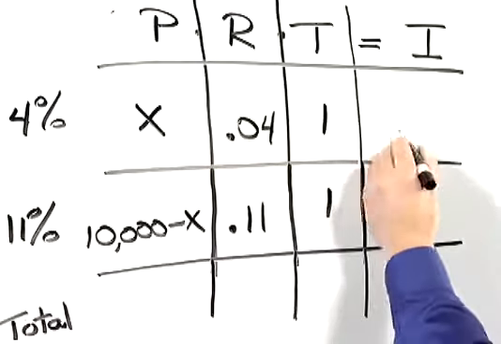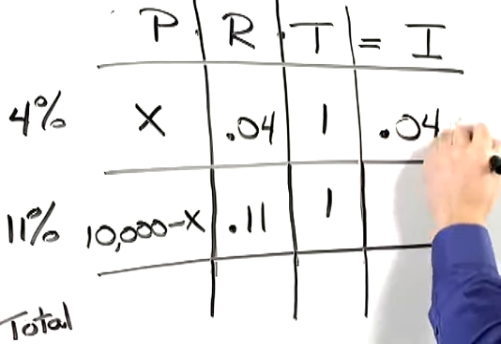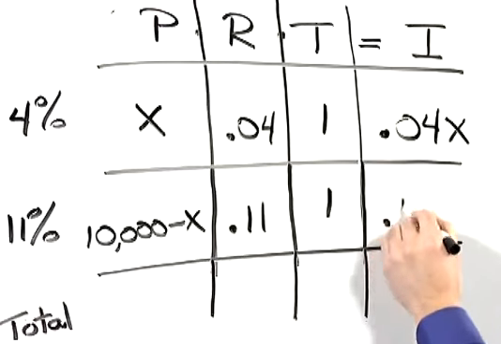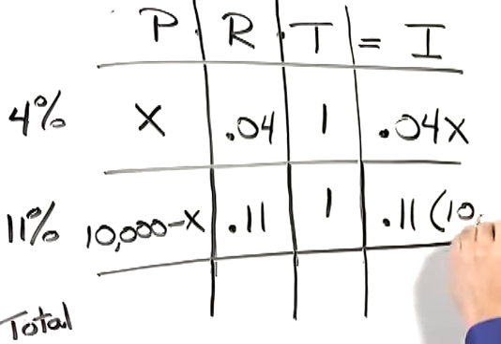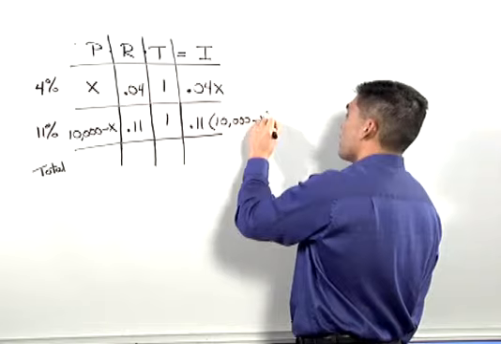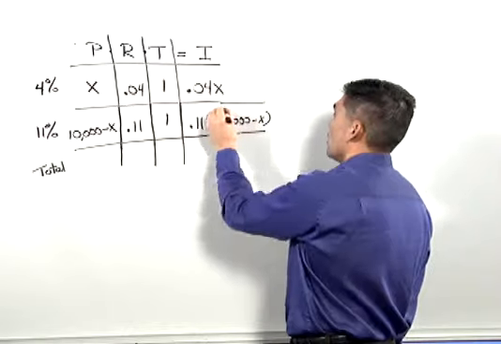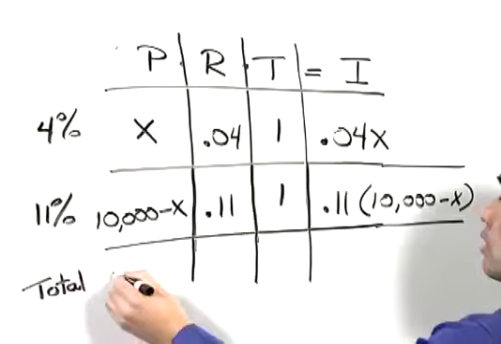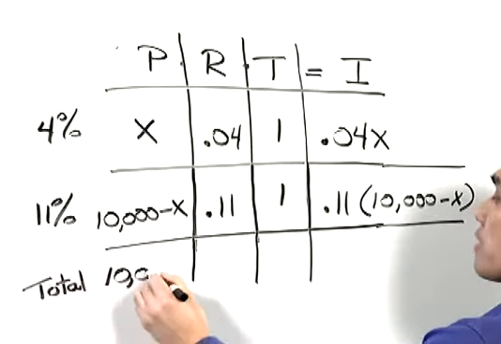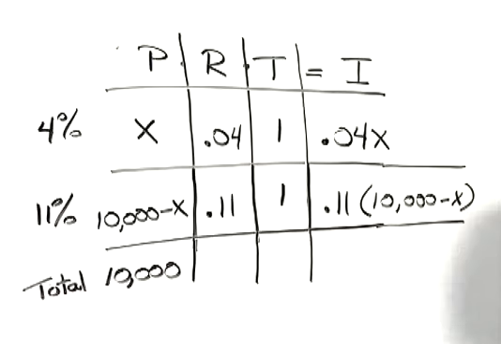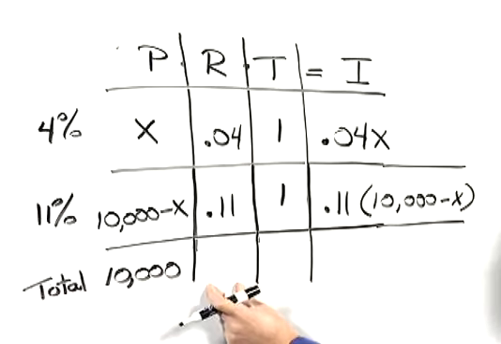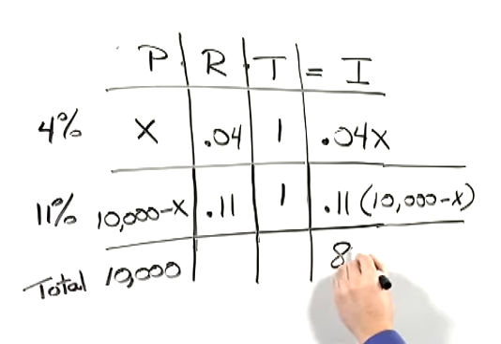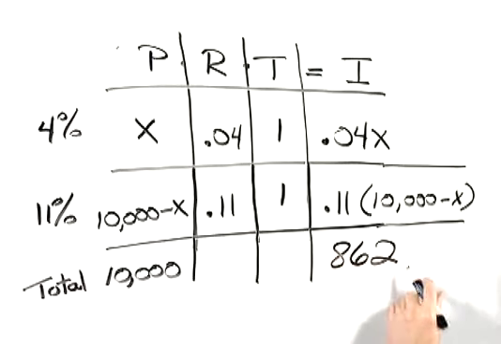X times 0.04 times 1 is 0.04x. Similarly, in the second column, 0.11 times 10,000 minus x. And finally, down in this bottom third column, the total principal, the total dollar amount that was invested was $10,000. There is no rate for the total. The time is still 1 year, and the interest was given. The interest was given as $862.